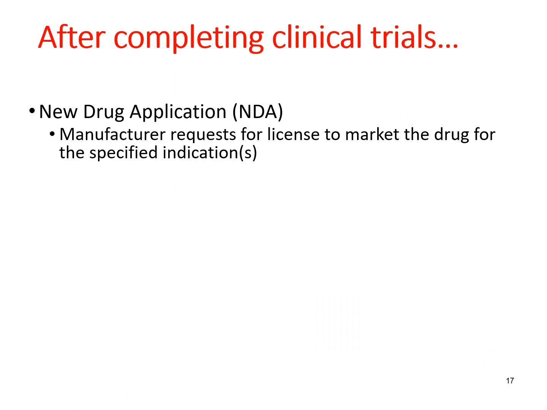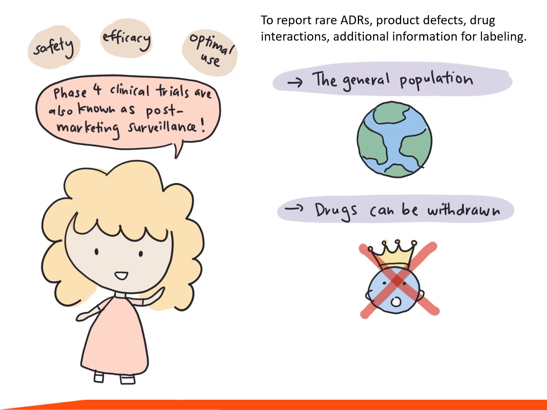After completing the phase 3 clinical trials for a drug, the manufacturer can then file a new drug application or NDA, where they request for the license to market the drug for the specified indications. After a drug enters the market, the pharmaceutical company will continue to collect data on the safety, efficacy, and optimal use in the population. This falls under phase 4 clinical trials or post-marketing surveillance. The purpose is to report rare adverse drug reactions, product defects, drug interactions, and determine whether any additional warning or information should be added to the label. Depending on the severity and frequency of the side effect, the drug may even be withdrawn from the market.